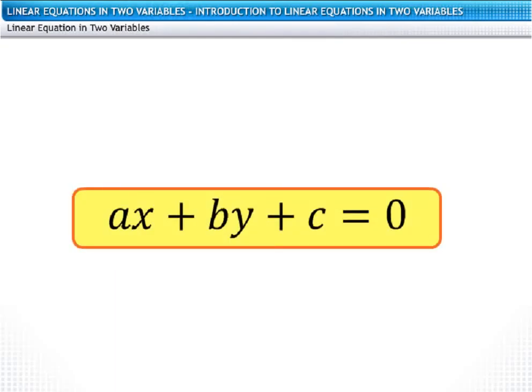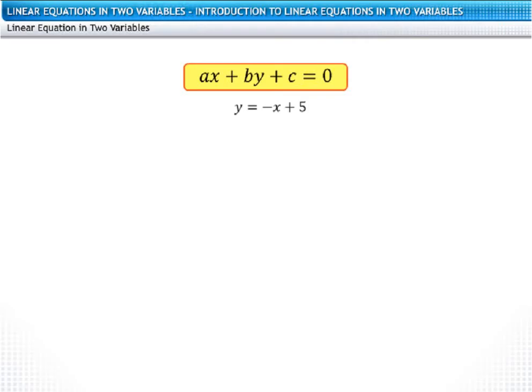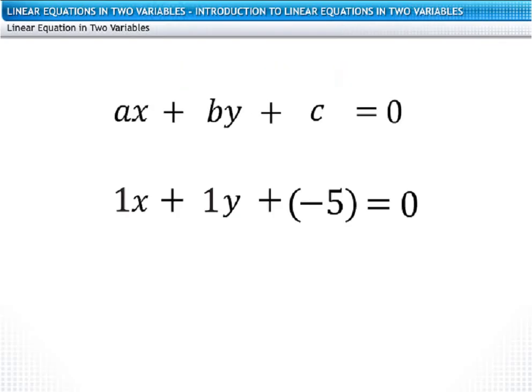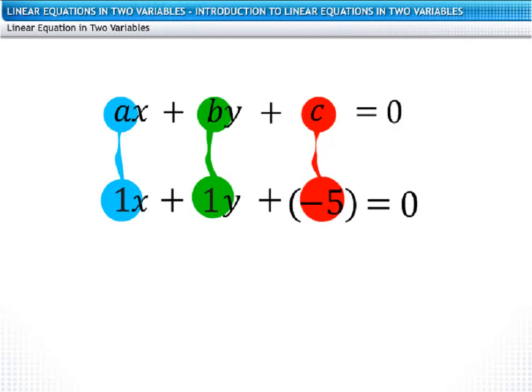Now let's see some examples of linear equations in two variables. Can we say that this is a linear equation in two variables? Let's try. We will rearrange the equation and see if it resembles the standard form ax + by + c = 0. This equation can be represented as follows. Now let's check whether it matches the standard form. Now we can say that the equation is a linear equation in two variables, where a is equal to 1, b is equal to 1, and c is equal to -5.